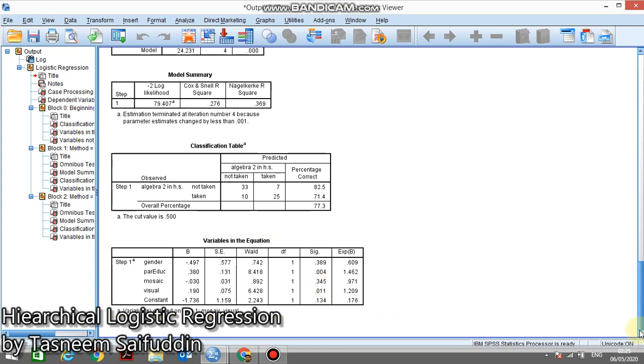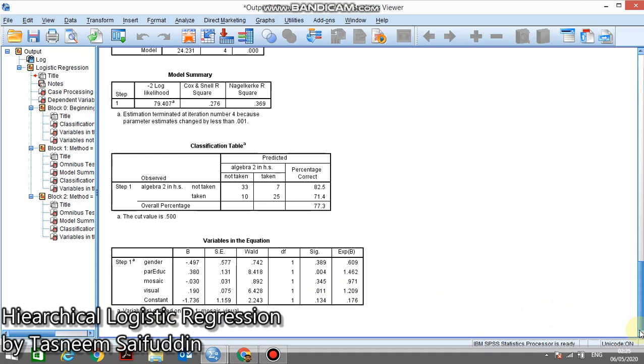So what is our interpretation? Finally, in our interpretation, our block 1 model shows that with only gender and parents' education entered, overall we can predict 71% of the cases. And gender is not significant when it and parents' education are both in the equation. When we add both gender and parents' education, then gender is not significant.